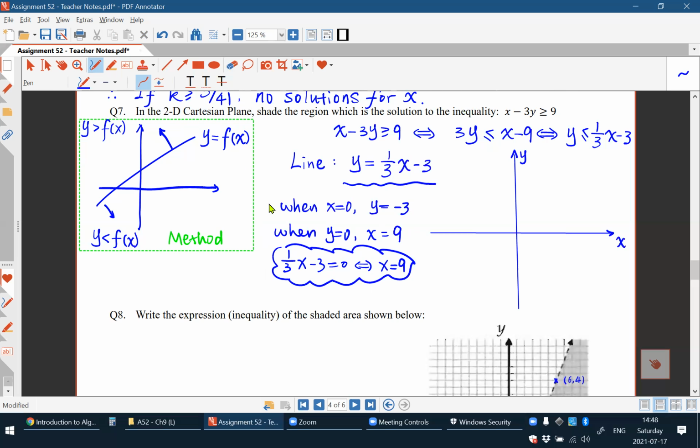Okay, so there are 2 points on this line that we already know. When x is 0, y is -3, so suppose -3 is here. And when y is 0, x is 9, so suppose 9 is here. We know that this line must cross these 2 points, right? So by connecting these 2 points, we can easily find the line here. Okay, this is the boundary line.